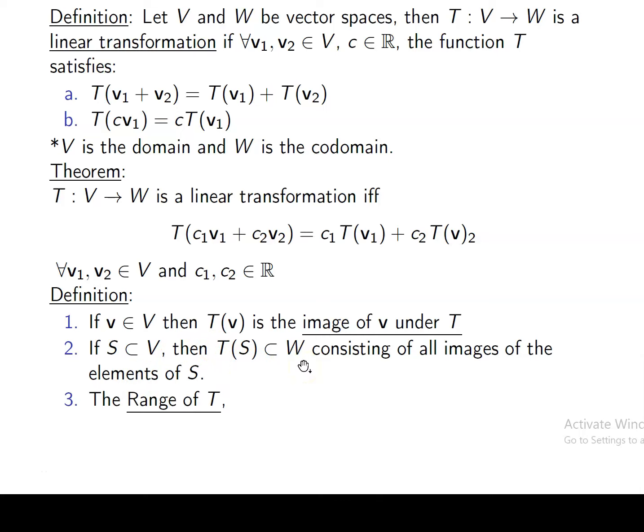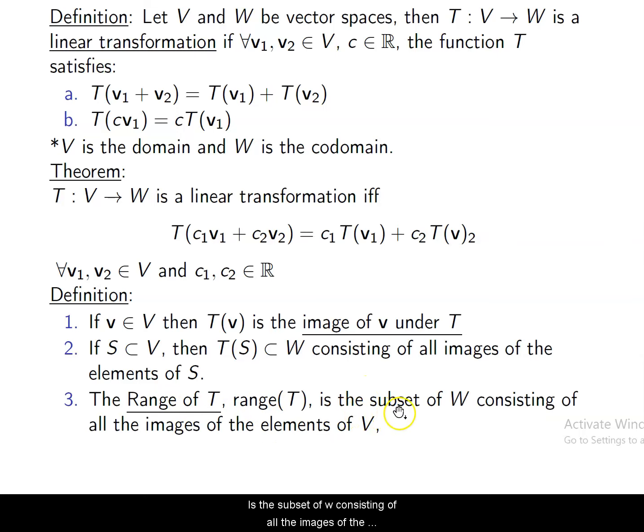Okay. The range of T, right, or the codomain, which we notate by range of T, is the subset of W consisting of all the images of the elements of V. Okay, so it's very similar to what we have here.